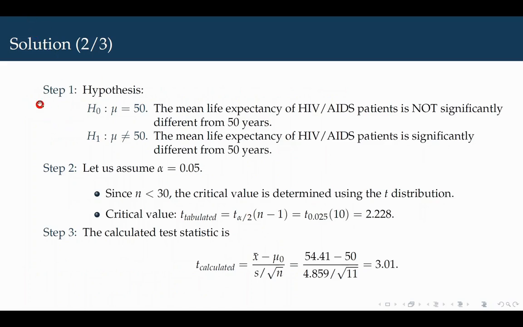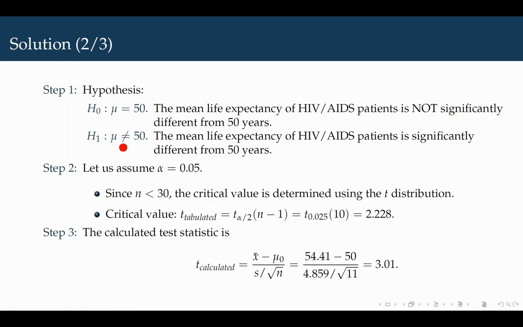So first we have to state the null and alternative hypothesis. So the first one is H naught, which states there is no difference between the population mean and the assumed value. So we write H naught: mu equals 50. That is, the mean life expectancy of HIV patients is not significantly different from 50 years. And the alternative, because we are interested in testing whether the mean life expectancy is around 50 or not, so the alternative hypothesis should be a different-from type.